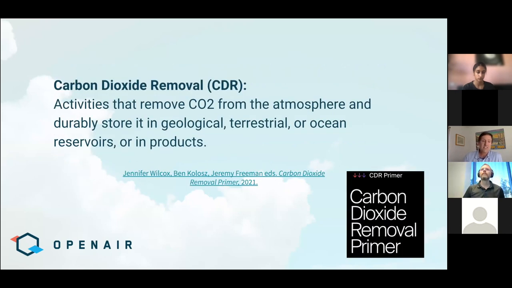Quick background on CDR. Definitions right here. CDR: activities that remove CO2 from the atmosphere and durably store them in the geosphere, ocean, or in long-lived products. It's very important, first and foremost, to disclaim whenever we're talking about CDR that it is in no way any sort of substitution for emissions reductions. First and foremost, we need to decarbonize our economy as quickly and as completely as possible, full stop.